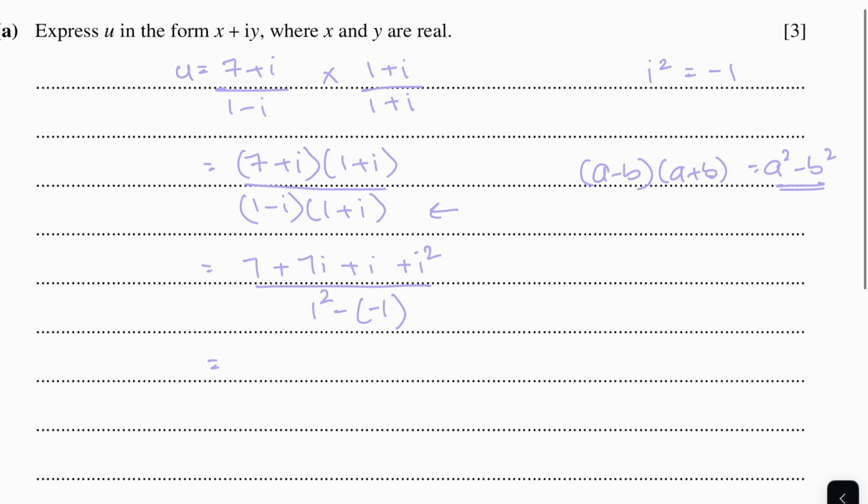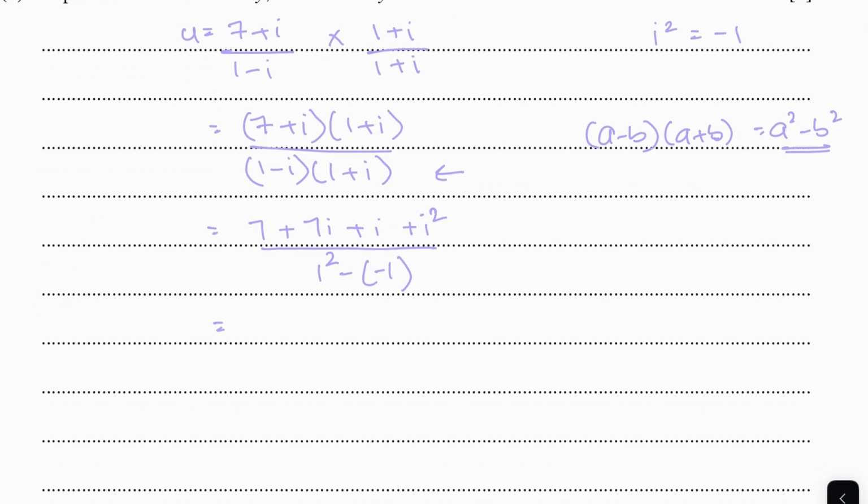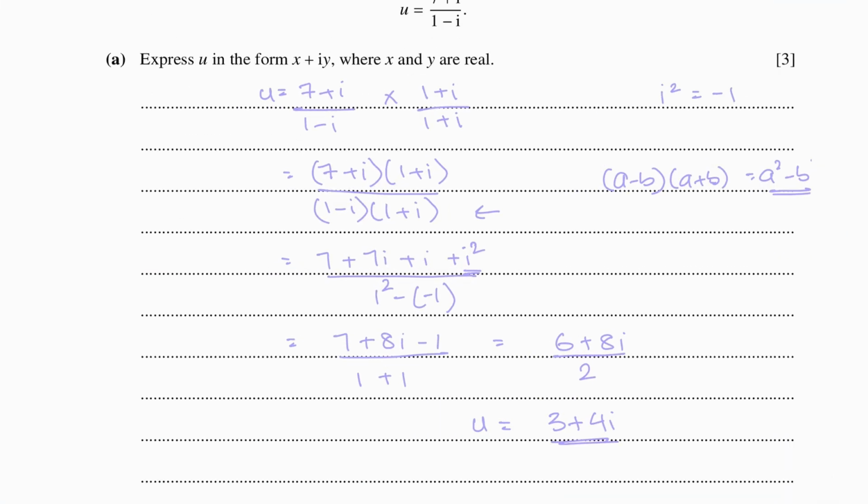So let's simplify this some more. We will get 7 plus 8i, and the i squared over here will also turn into minus 1, and we will have 1 minus and minus make plus 1, and we will end up with 6 plus 8i over 2. And if we just divide it by 2, because we do have even numbers, we will end up with 3 plus 4i. So this will be our answer for part A.